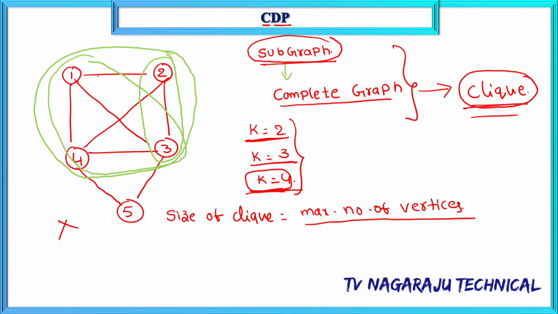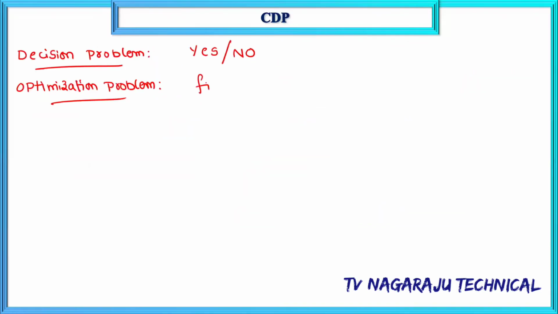For example, for this, multiple subgraphs are there. One subgraph of clique size 2, clique size 3, clique size 4. Which one is optimal? So the maximum number of vertices k is equal to 4. Now you got it? Optimization problem in the sense you need to find out the maximum size of clique. This is called optimization problem.